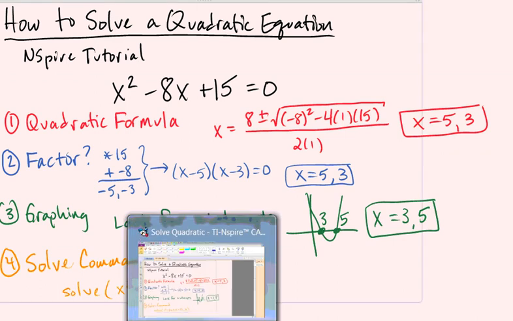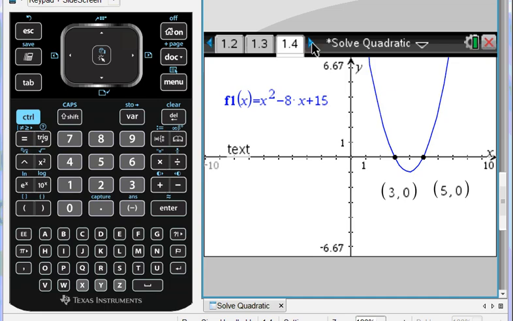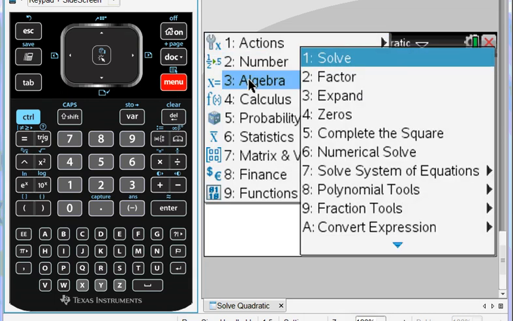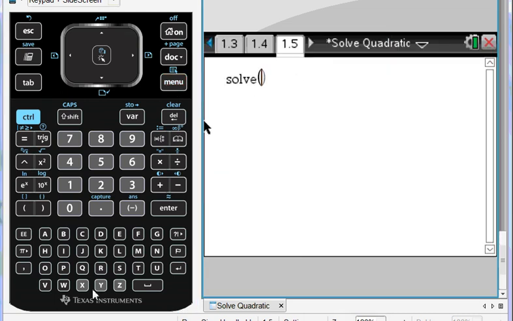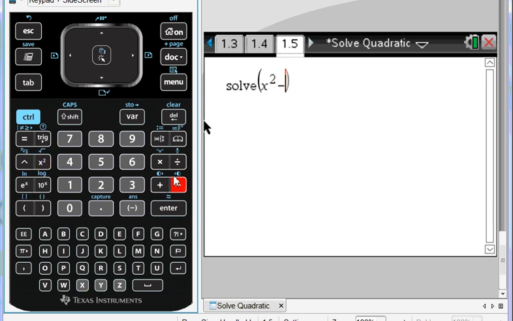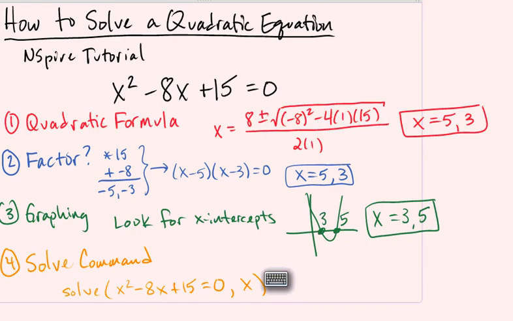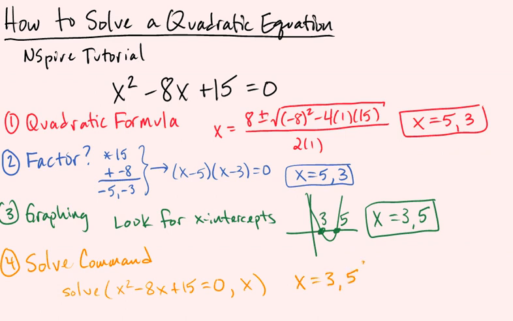And just to show you real quick how to do that, again, solve, you can either type in the word or go to algebra, solve, type in the equation x squared minus 8x plus 15 equals 0. Remember, you're typing in an equation, comma, x, and there you go. x equals 3 or 5. Of course, that's our least favorite method, but just in case, where time is of the essence, that is a nice shortcut.